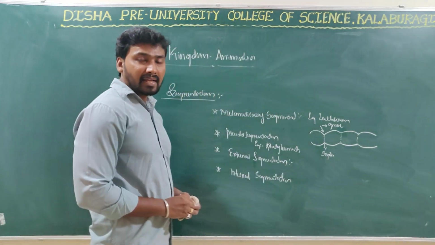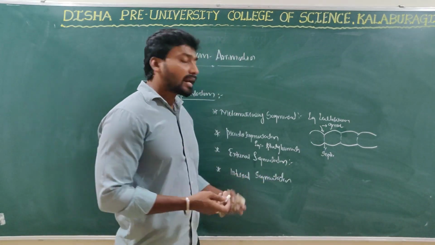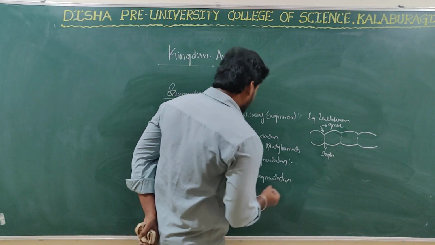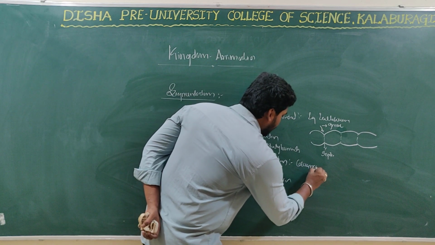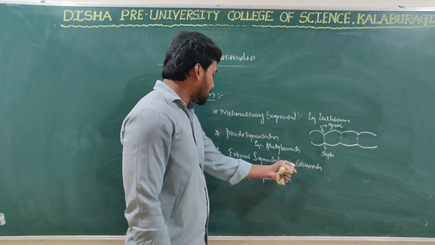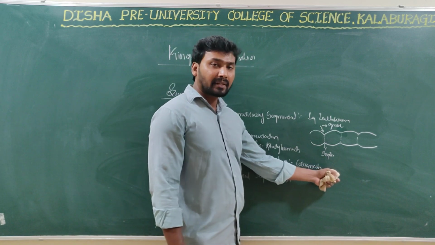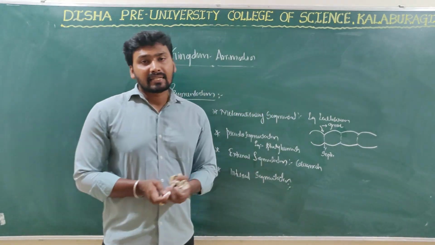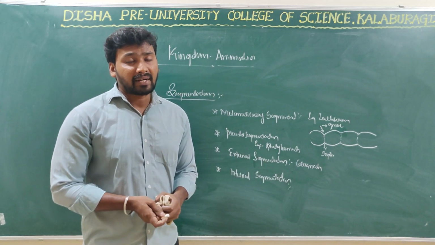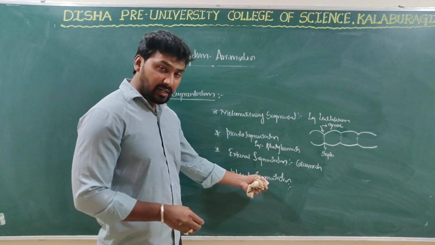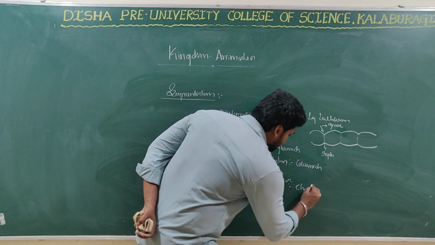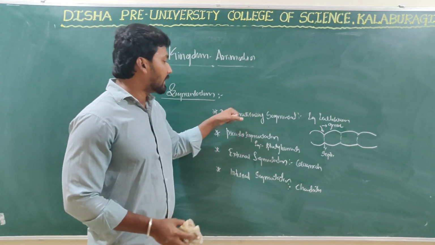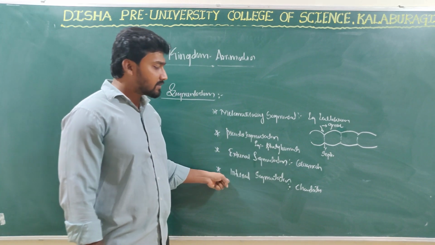External segmentation: here animals are externally segmented, but internally they are not segmented. The best example is the cockroach, like arthropods. All arthropods come under external segmentation. Externally they are completely segmented and internally they are not. And internal segmentation: animals are internally segmented, but externally they don't show segmentation. Partition is not seen in the external region. Internally they are segmented, like chordates. Chordates show internal segmentation. So on the basis of segmentation, animals are classified into metamerically segmented, pseudo segmentation, external segmentation as well as internal segmentation.